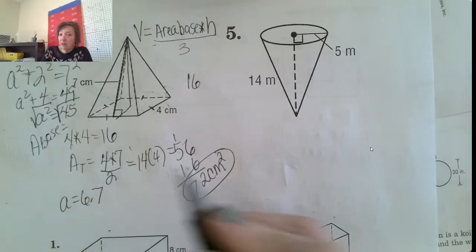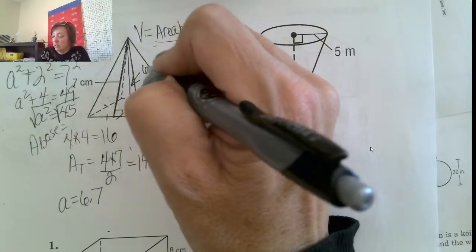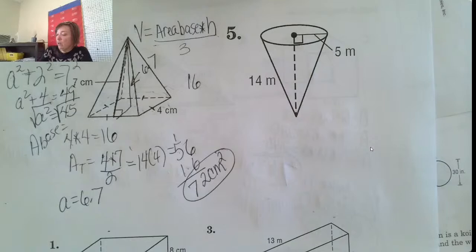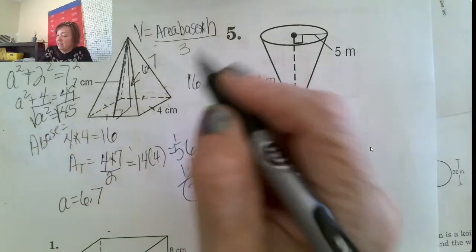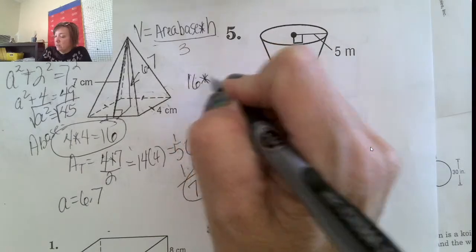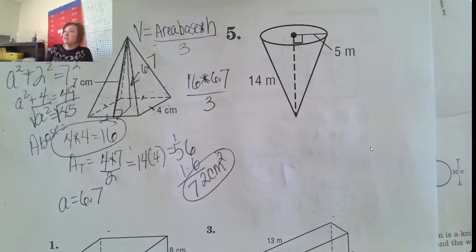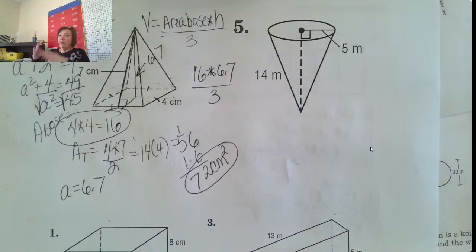So our height is approximately 6.7, right? We already found the area of our base. That was 16. So we're going to do 16 times 6.7, and then we're going to divide that by 3. And that will give us the volume of the whole thing.